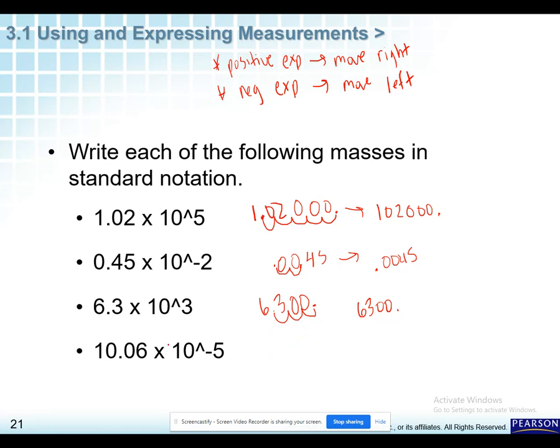Right here, I have 10.06 times 10 to the negative 5. So that negative tells me to move left 5 times. So I have to find my decimal. Move over 1, 2, 3, 4, 5. So I get a 0, 0, 0. So my new number becomes 0.001006.